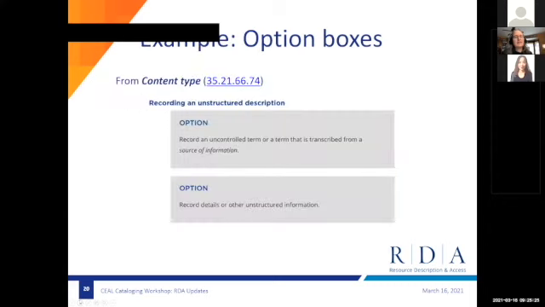So here's an example of option boxes under content type. Because I don't know why you would actually record content type without a controlled list of terms, it's not surprising that if you look at this in the toolkit with the draft LCPCC policy statements, you'll see not to apply either option. But you can see there are two options here without any conditions. You can either record an uncontrolled term that's transcribed from a source, or you can record details or other unstructured information. Next slide, please.